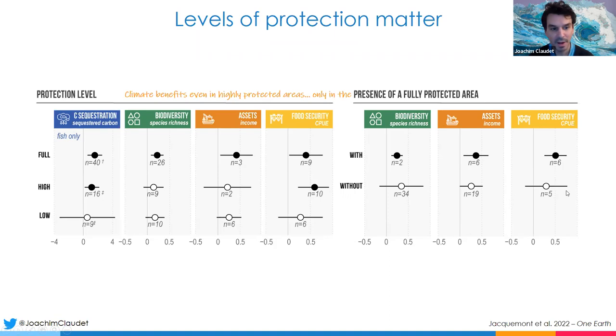If you look here, for a highly protected area without a fully protected area around, we were not able to see a positive effect on CPUE. Well, it was the case when there was a fully protected area. So many effects and many climate benefits of MPAs are entirely dependent on the presence of a fully protected area in the system. Whether the MPA is entirely a fully protected area, or there is zoning with different levels of protection, which can be very useful in allocating space for different users, gears and activities, there is a need to have a fully protected area in the system for the MPA to deliver some climate positive outcomes. At least this is what we found in the published literature.